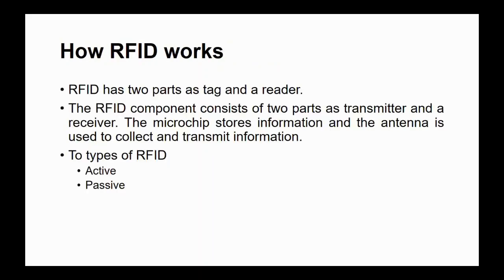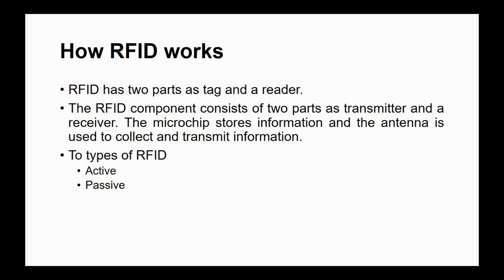The RFID component consists of two parts as transmitter and a receiver. The microchip stores information and the antenna is used to collect and transmit information. To read data, two-way radio transmitter or receiver emits a signal to the tag using an antenna. Then the tag transmits data to the receiver.